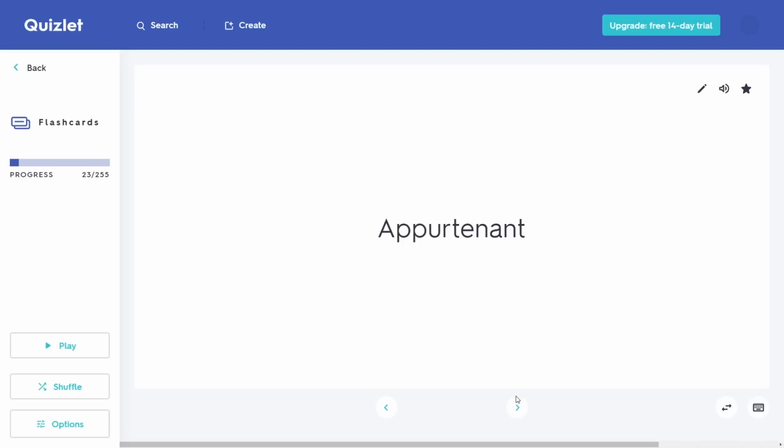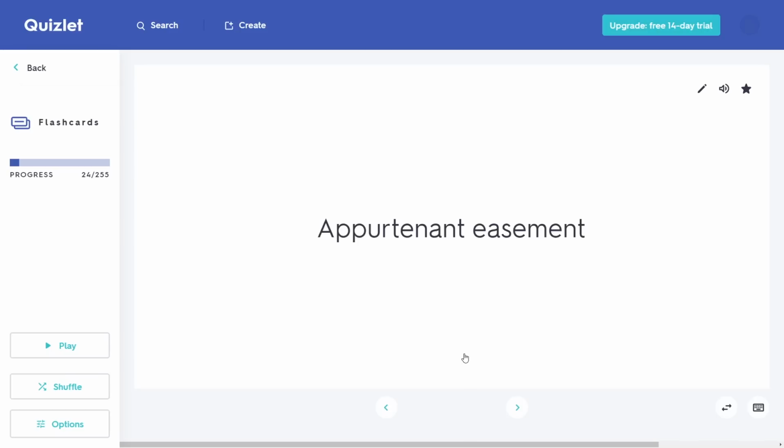And then there's one more term that has to deal with appurtenant, and that's appurtenant easement. So think that one over, and hopefully you guys can use your context clues to figure this one out. Okay, appurtenant easement. Do you guys know what this one is?